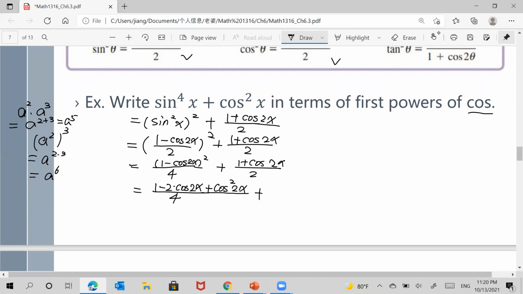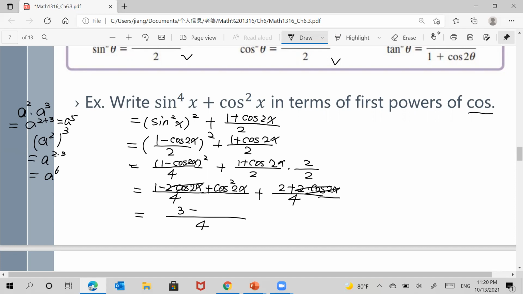so if I want to combine these two terms together, they need to have the same denominator. That means this term I can times 2 to bottom and top. That means bottom is 4. And then the top is distribute the 2 in these two terms. That's 2 plus 2 times cosine 2x. And then 4 in the bottom, and combine the like terms together. So we have minus 2 times cosine 2x plus 2 times cosine 2x. That means these two cancel out. 1 plus 2, that's 3.